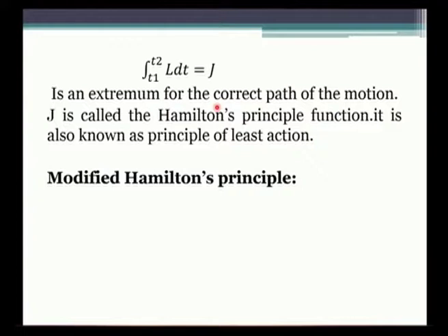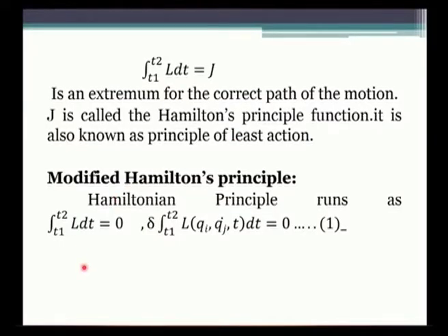Next concept in this lecture is modified Hamilton's principle. We learnt that Hamilton's principle is a principle of least action. How can the modified Hamilton's principle be stated? Here the Hamilton's principle runs as the integral between t1 and t2 of L dt is equal to 0. This is how the Hamilton's principle runs. Here L is a function of qi, q dot j, t, where qi and q dot j are the generalized coordinates and t is a parameter.